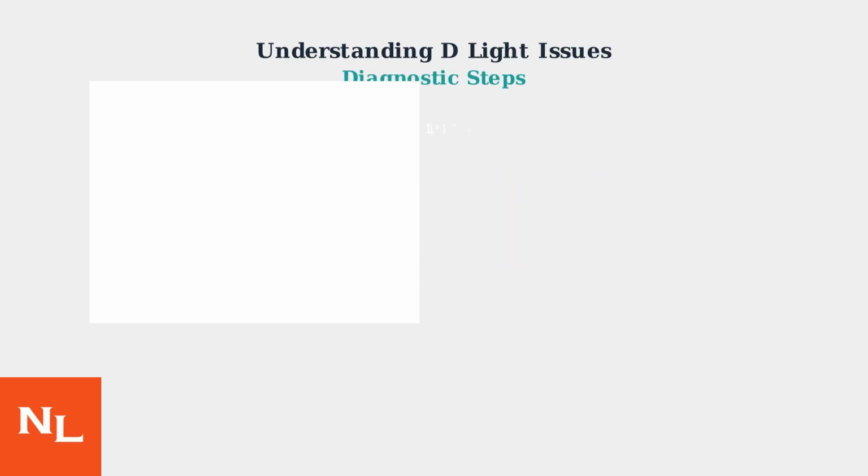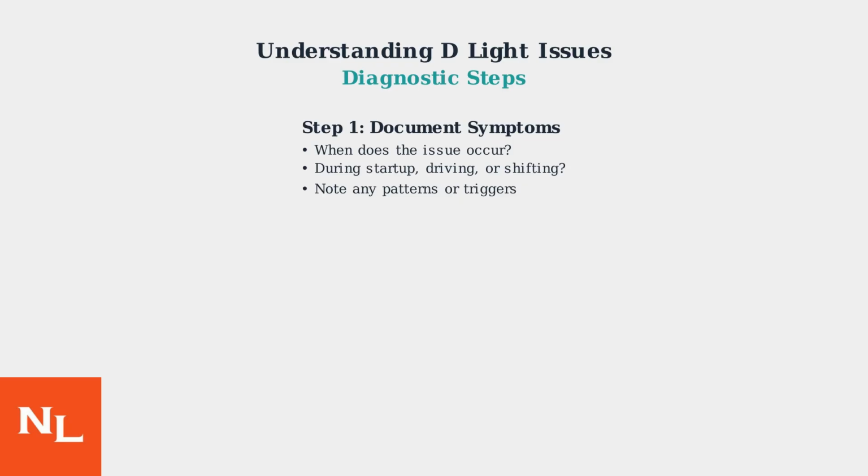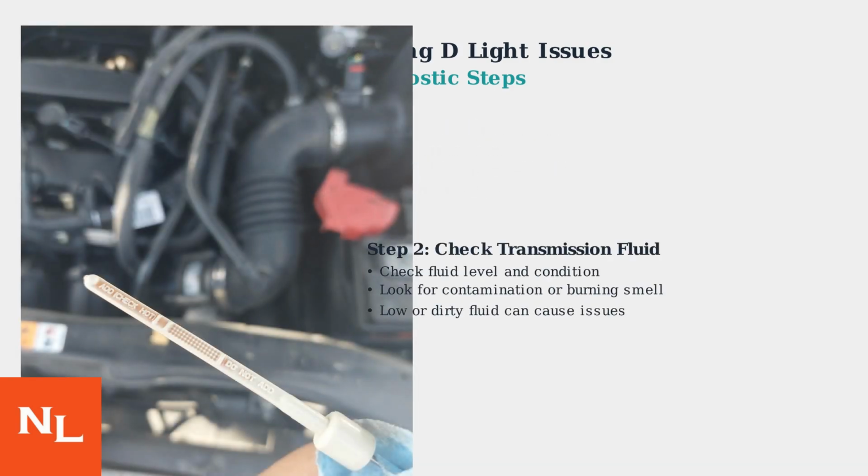The first diagnostic step is to document when the D-light issue occurs. Note whether it happens during startup, while driving, or during gear shifts. Look for any patterns or specific triggers. Next, check your transmission fluid level and condition. Look for contamination, burning smell, or low fluid levels, as these basic issues can cause D-light problems.